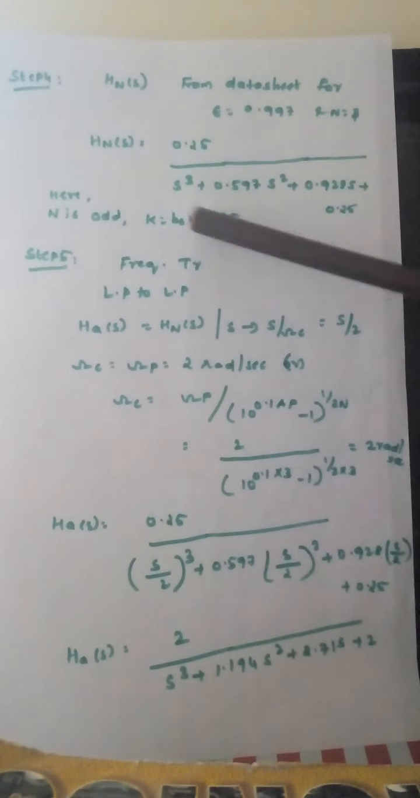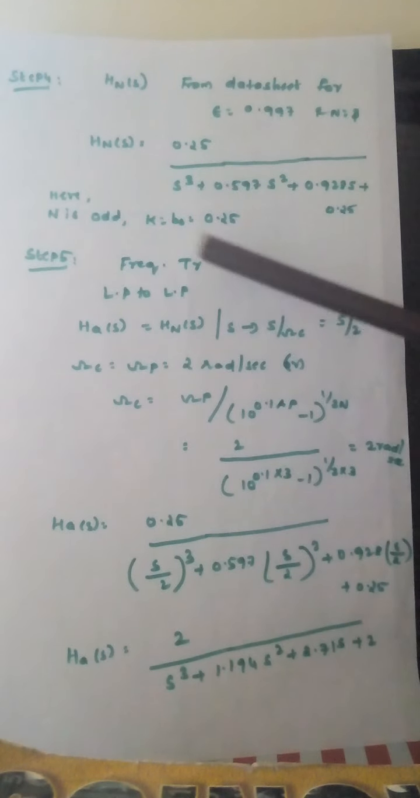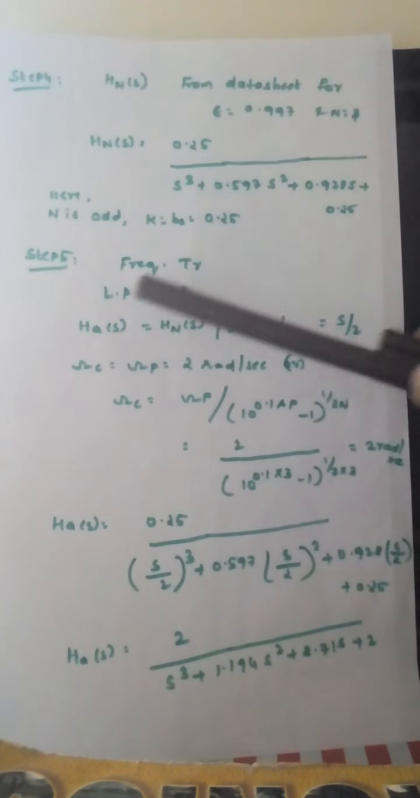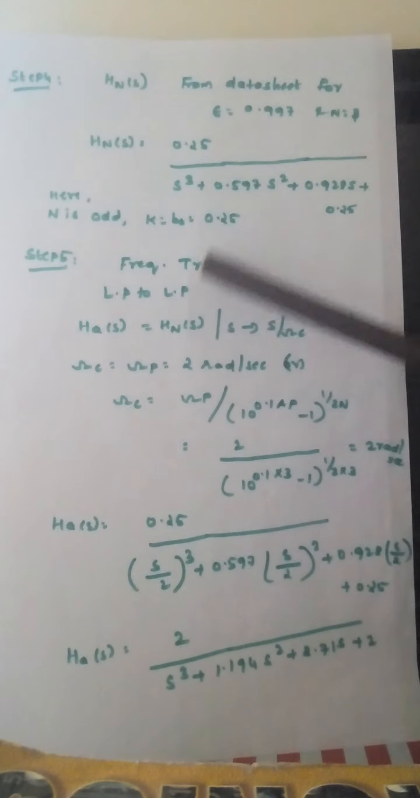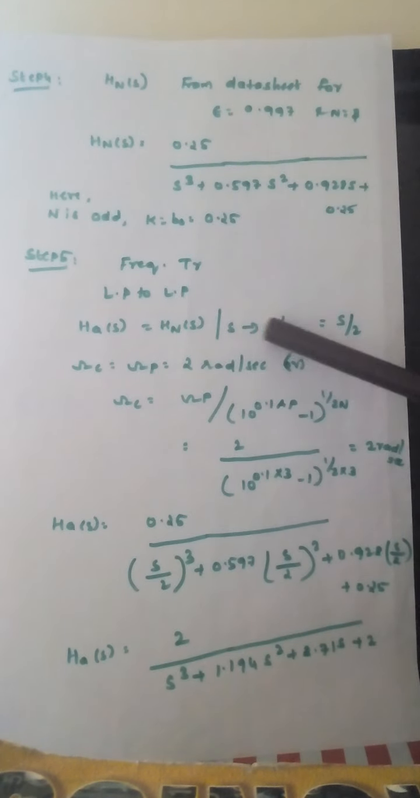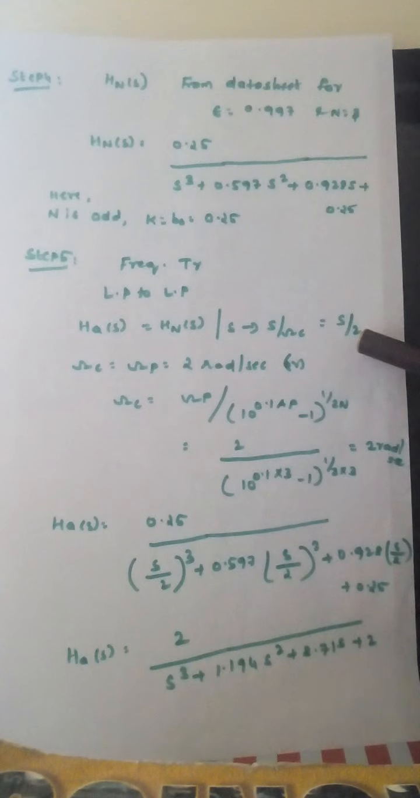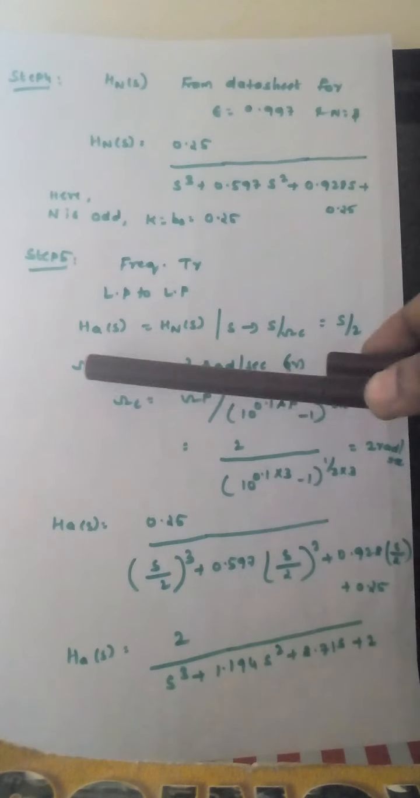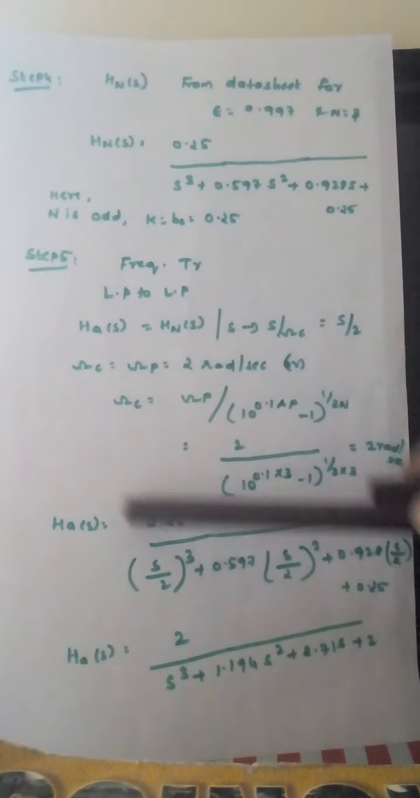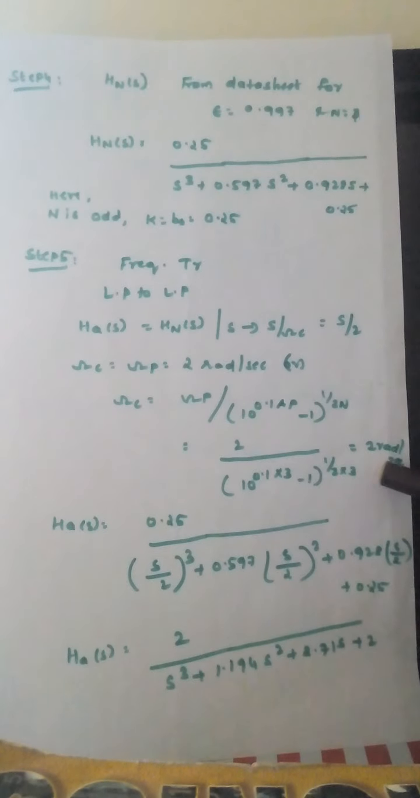And then step 5 is we have to do the frequency transformation. Here they didn't mention anything, so we have to go for low pass to low pass. Low pass to low pass means s will be replaced by s by omega c. Omega c is nothing but omega p. Omega p we got as 2 radian per second, or you can use this formula also. If you use this formula also, we get omega c as 2 radian per second. Then in this transfer function, s will be replaced by s by 2. If you simplify, we get the transfer function of the system.